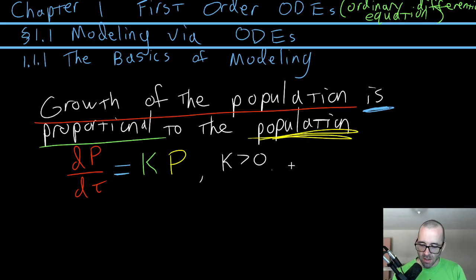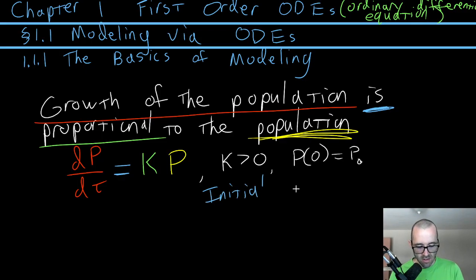And let's give it an initial condition. Let's say that the population at time 0 is just some parameter called P0. So we have some starting population. I don't know what that starting population is. We'll call it P0. Then all of this information together is called an initial value problem. Okay? And again, enjoy seeing it right now because we'll forever abbreviate it after this.